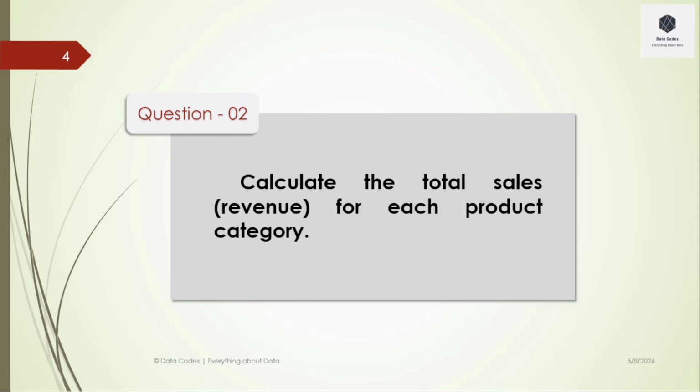In the second question we are going to calculate the total sales for each product category. I have already said that the category table contains the information about the category ID and category name. In the category we have grouped the products into certain categories. If we have fiction novels and scientific novels, then they come under the book category. Likewise we are going to find the total sales, that is, the revenue generated for each product category.